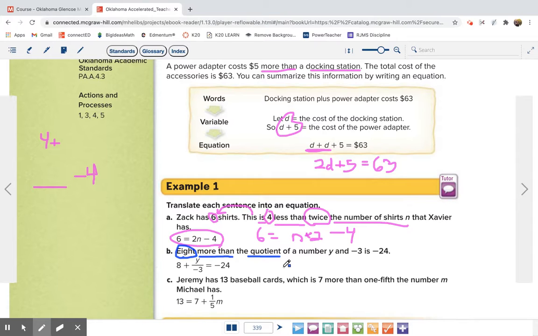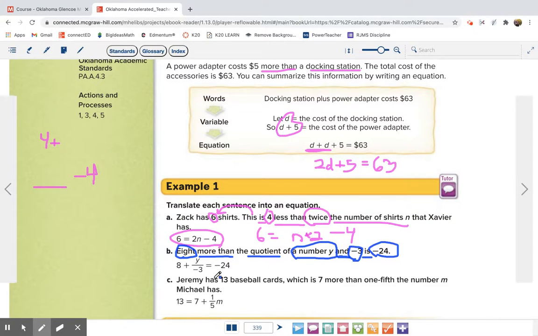That means they're going to give you 2 things, because to find the quotient, you have to divide 2 things or 2 numbers. So they'll use the word and. The word and will be between the 2 things they want us to divide. Okay, so let's look. The quotient of a number y, that's one of our numbers. Oh, look, there's that keyword and. Negative 3. So they're telling me they want me to divide y and negative 3. Okay, then we have is, that means equals, negative 24.